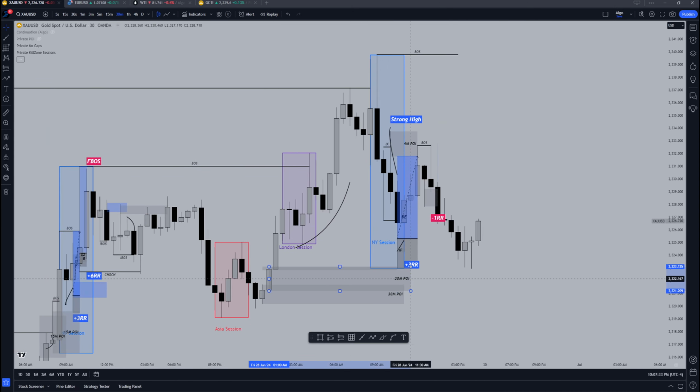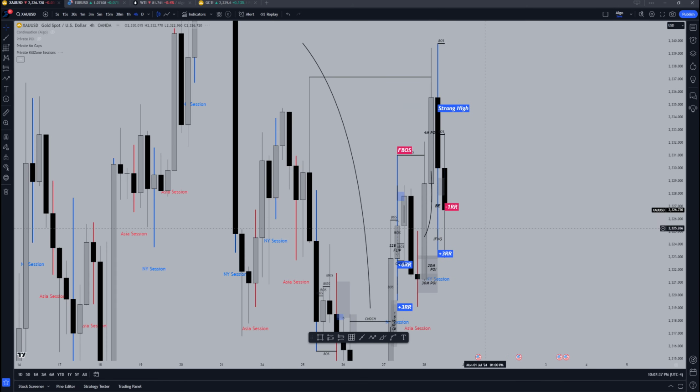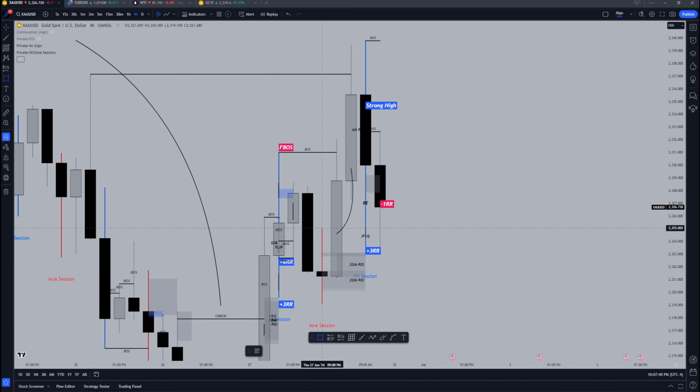So I had a 30-minute POI marked out. I think I was on the 4 hour too. Yes, 4 hour. We had this zone right here. By the way, if you guys want to know how to use the magnet, just hold control on your keyboard and it automatically enables a strong magnet. So yeah, pro tip right there.